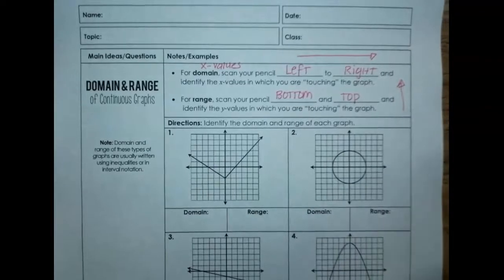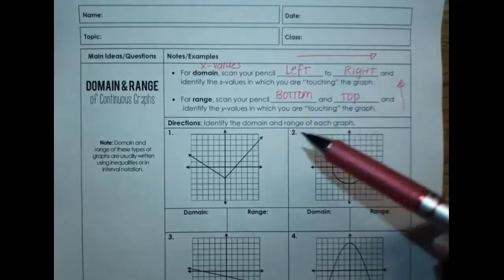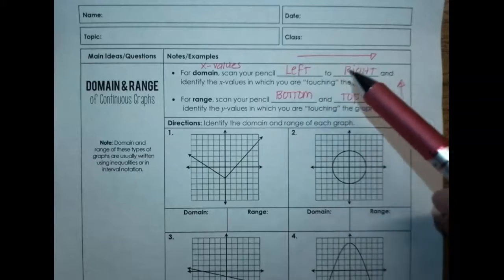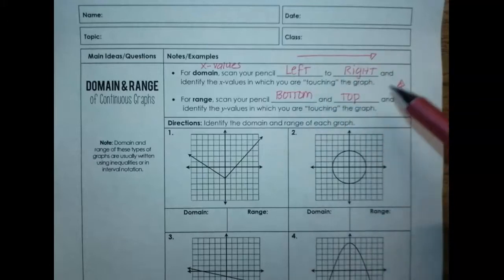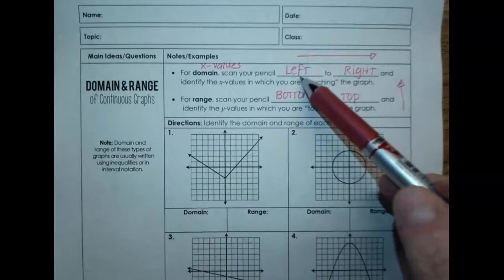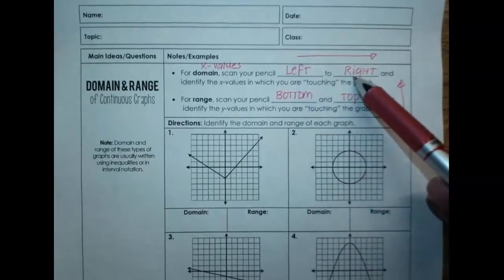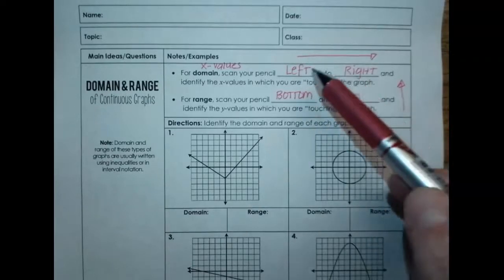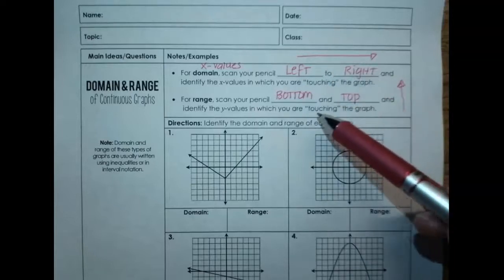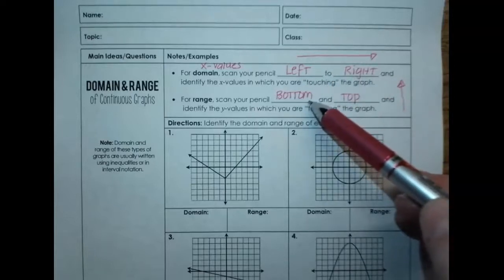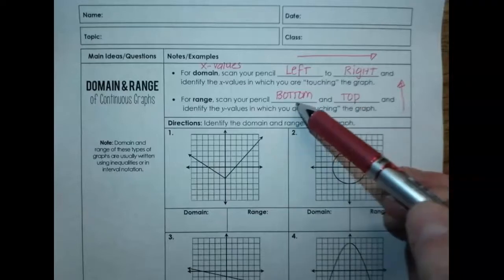And what happens when we read this, when we wrote our domain and range for a discrete, we always wrote the smallest number, then the next smallest, and we got bigger as we went. When you start at the left side of the graph and go to the right for your domain, that is the smallest number to the biggest number. For your range, when you start at the bottom of the graph to the top of the graph, that's the smallest number to the biggest number.